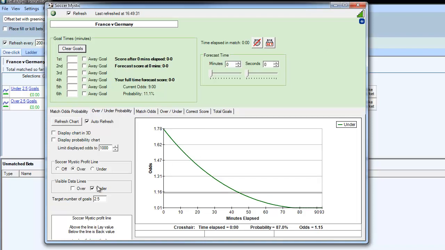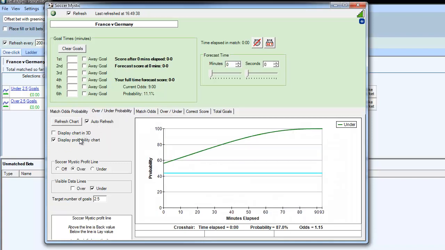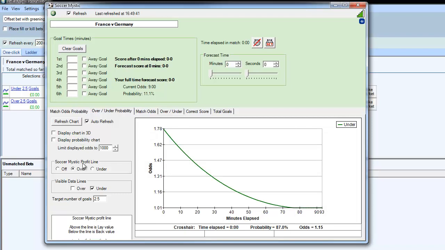What you can see on here is we've gone to the over-under probability chart, and I have deselected display in 3D, deselected probability chart. I've selected Soccer Mystic profit line as unders, and I've selected the visible data line as under. And the target number of goals is 2.5 goals. So what this is doing is plotting where it thinks the odds will be at any given moment. If we want this position to remain open for 10 minutes, then we can look at 10 minutes, and this will say that the odds will be about 1.59 after 10 minutes.